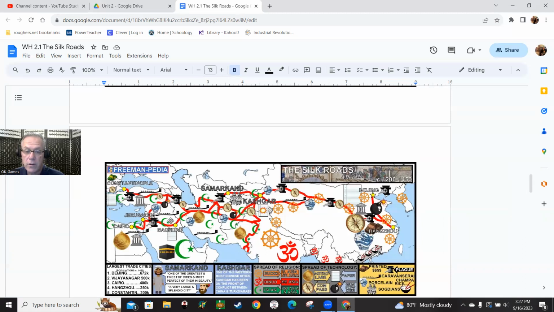Islam is also going to be traded up and down these roads as people go from the Middle East, like from Baghdad, which is a major stop along the way. And their merchants are also traveling up and down these roads, and they are spreading Islamic culture.